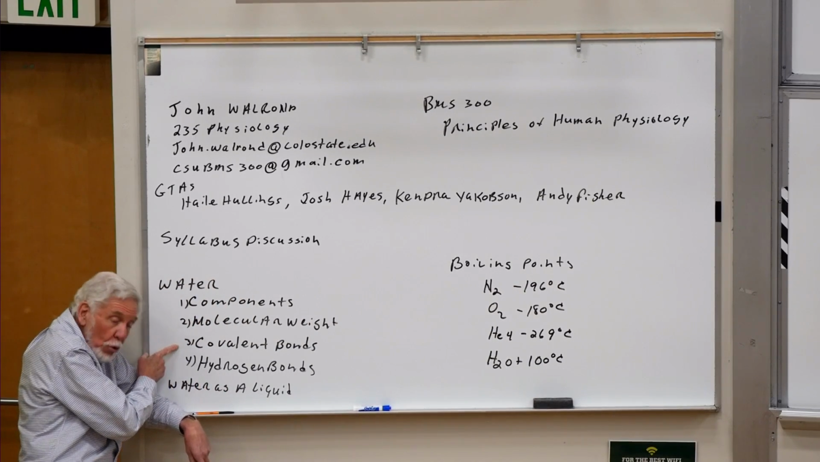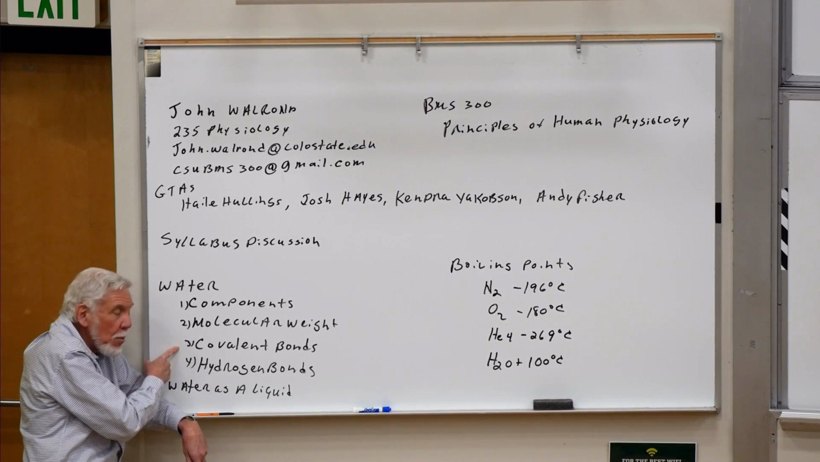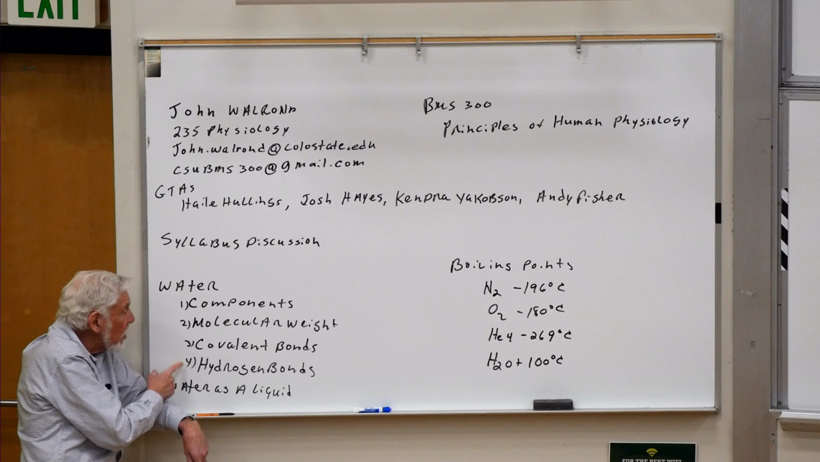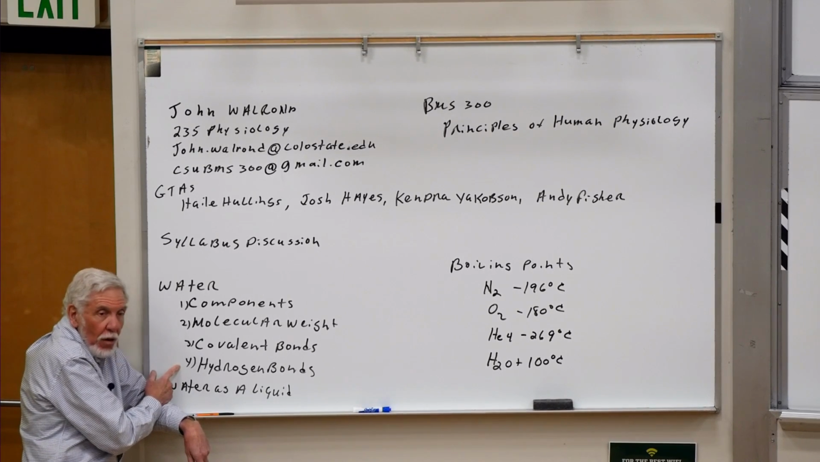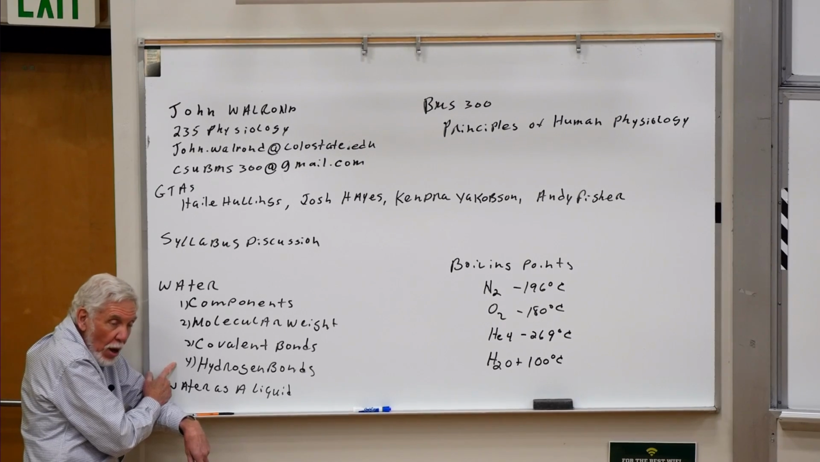Now, it's certainly true that water molecules contain 2 atoms of hydrogen covalently linked to the oxygen by a covalent bond. That is, they're sharing their electrons. The electron of the hydrogen and the electron of oxygen are being shared to make a stable molecule.